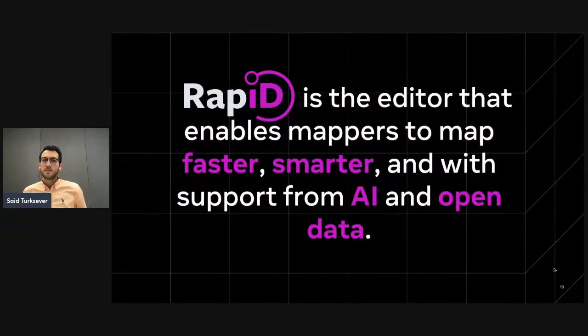Cool. So now we have already talked about Mapillary. This is a street level imagery platform which extracts map data to improve open map data. And now we will talk about Rapid. I'm pretty sure you have heard about Rapid. Rapid is an editor that enables mappers to map faster and smarter with the support of AI and open data. Those are really important highlights: faster, smarter, AI, open data. So we will address each of the highlights.